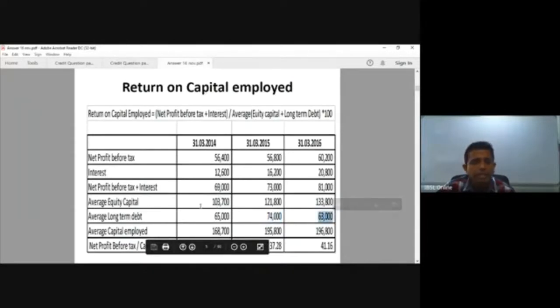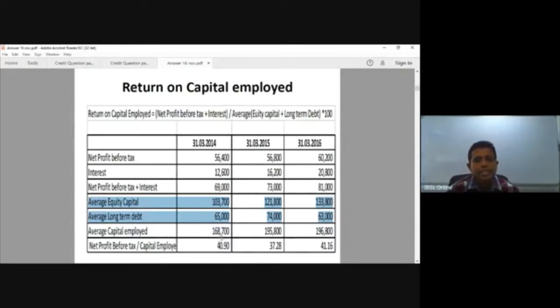Then you add back the average equity capital and average long-term debt capital. Then you have average capital employed. You just add back, because all these two figures are average figures, no? Average equity capital and average debt capital, all figures are averages. Therefore, you need not again average those things, just add back. Then divide the net profit before tax and interest by the average capital employed. Then you have 40.9%, 37.28%, 41.16%. Hope that is clear.